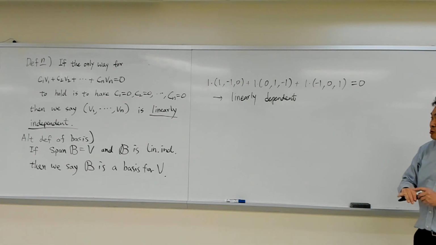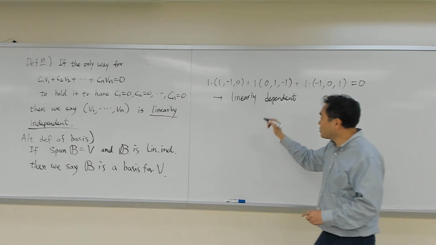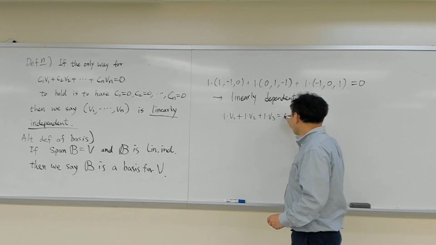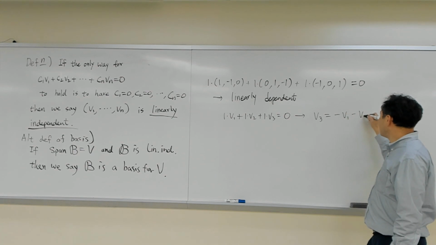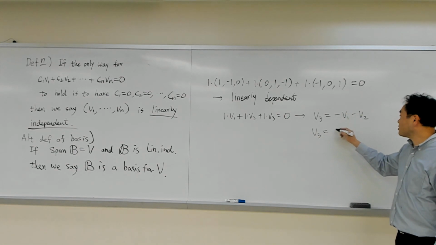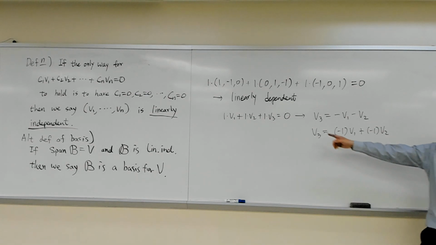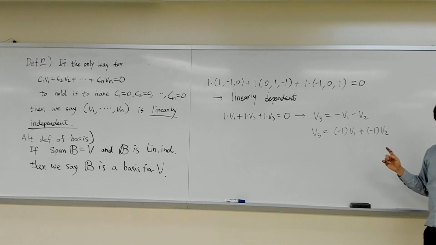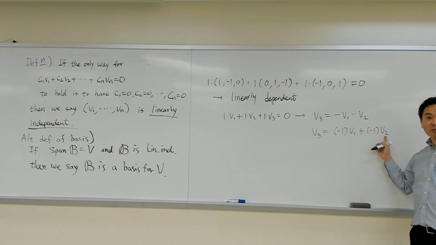So these three vectors make up a list that's linearly dependent. But I still haven't explained why we call that linearly dependent. So let's try to say this again. What are we getting here? We're saying 1 times V1 plus 1 times V2 plus 1 times V3 is equal to 0, which means you can say V3 is equal to negative V1 minus V2. Or another way to say it is V3 is negative 1 times V1 plus negative 1 times V2. Right? You just move V1 and V2 to the other side and then you write it like this. And see what happened here. I've represented V3 as a linear combination of V1 and V2. You get it?